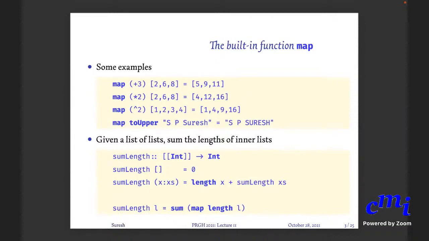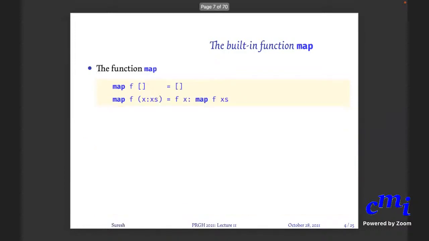L has elements x1, x2, x3. Each xi is a list. So map length L will be numbers n1, n2, n3, where each ni is length of xi. Fine. Good. So now once you have this, you can sum it up by applying sum on top of this. Okay, so that's an example.